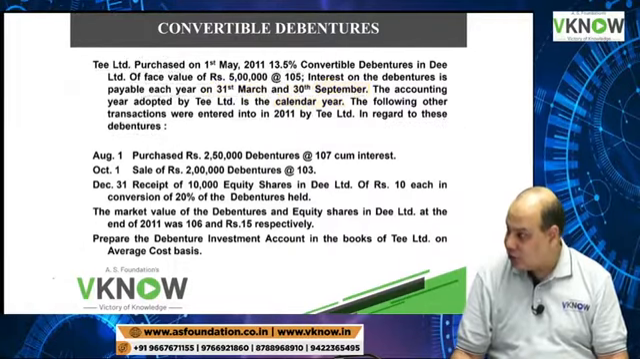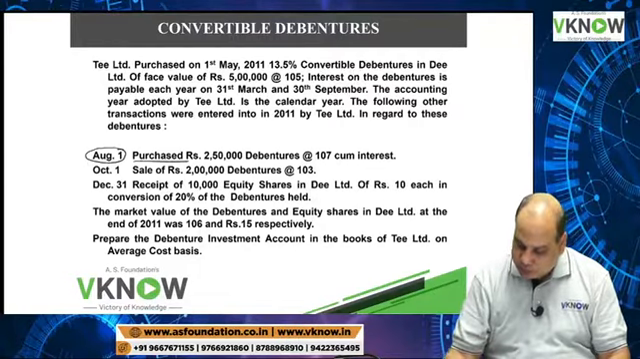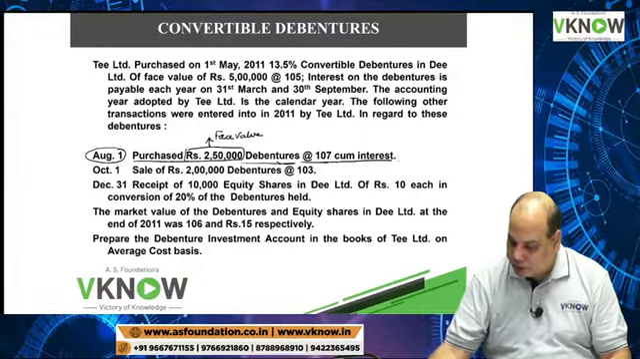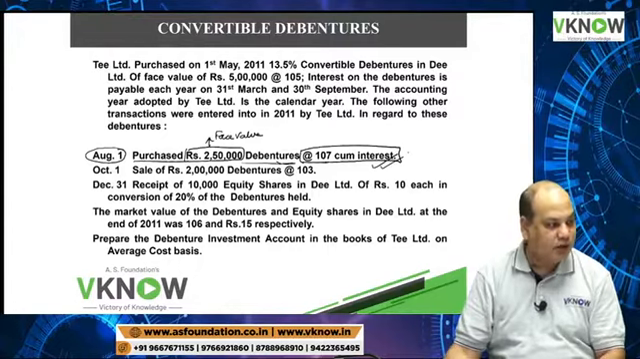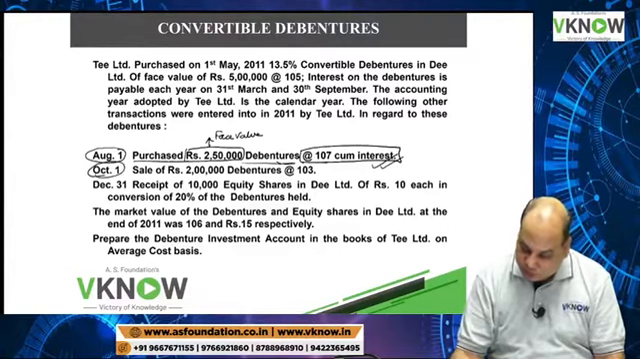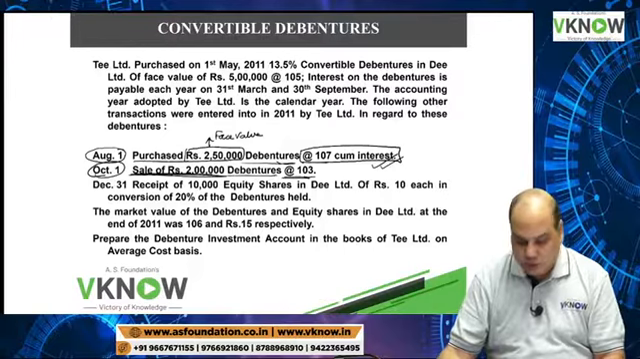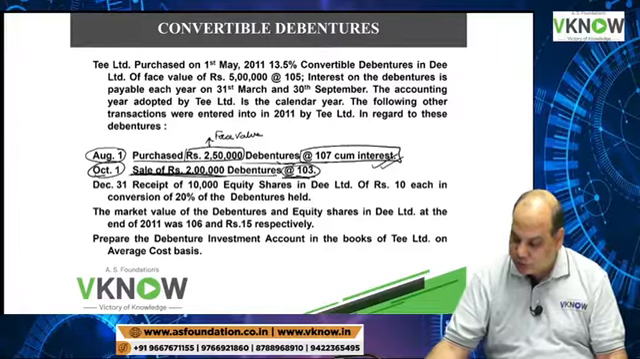So first I'll erase all this. Now you see 1st August. Purchased rupees 2,50,000 debenture. This is face value. Face value of debenture at 107 cum interest. This time they have mentioned cum interest. October 1st, sale of rupees 2 lakh debenture at 103. This time also they forgot to mention, but not required.